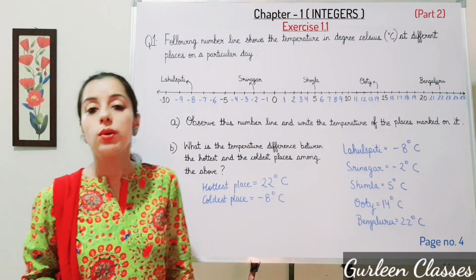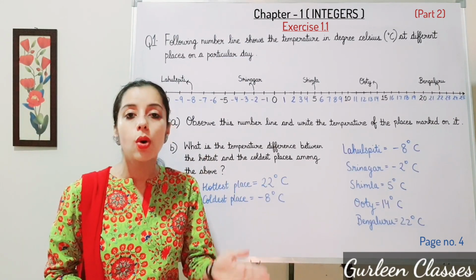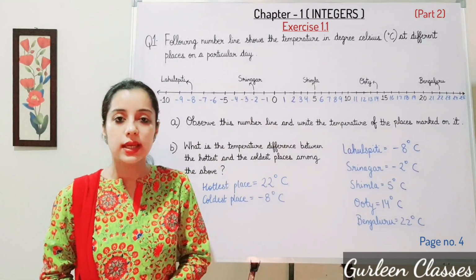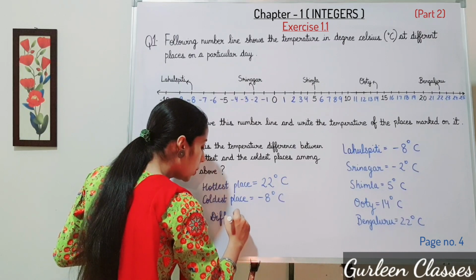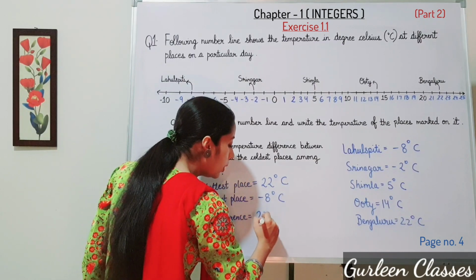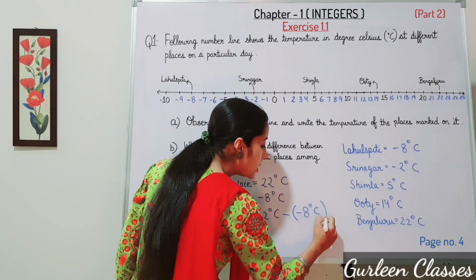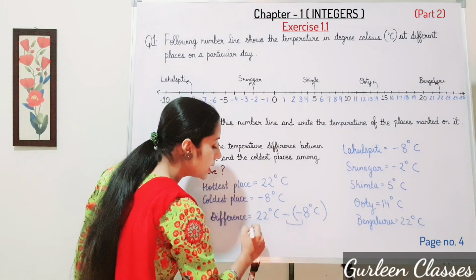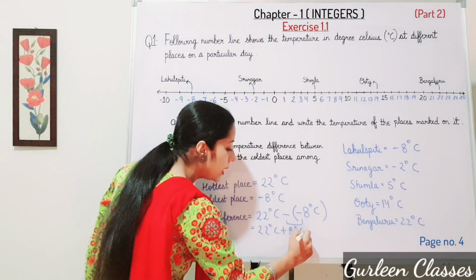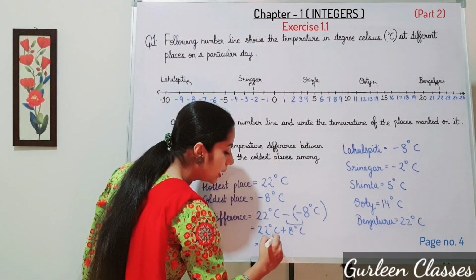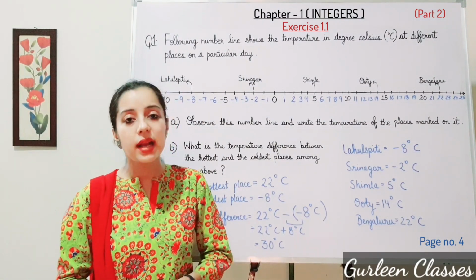Now we have to find out the difference. Students, difference means subtract. You will subtract the smaller number from the bigger number. So write here difference is equal to 22 degrees Celsius minus -8 degree Celsius. We know that minus minus is plus. So 22 degrees Celsius plus 8 degrees Celsius, that is 30 degree Celsius. So this is the difference between hottest place and the coldest place.